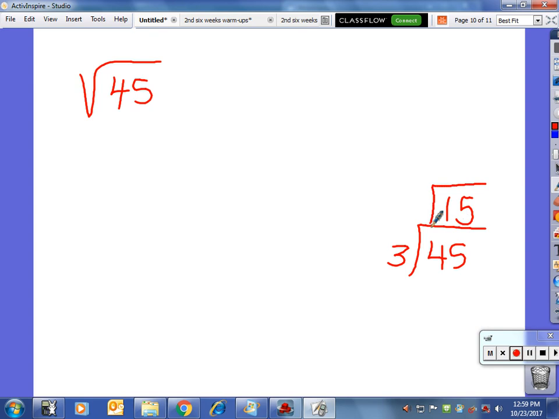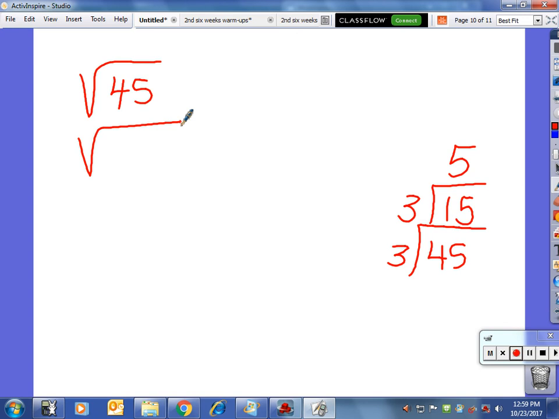Can I keep dividing by 3? 3 goes into 15 5 times. I've got nothing but primes left, so I'm done with the prime factorization. Did I find a pair of factors? Every pair makes a perfect square. So what perfect square did I find?